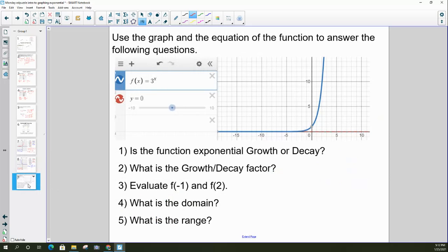All right, here's your opportunity in the Edpuzzle now to answer these questions about the function f of x equals 3 to the x. We got the equation here. We got the graph here. Go ahead and answer these 5 questions in the video now.